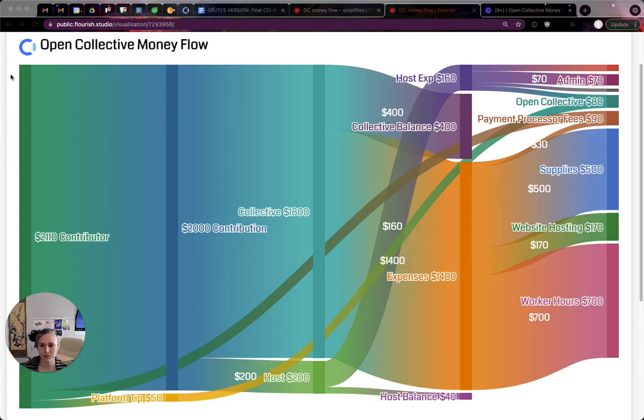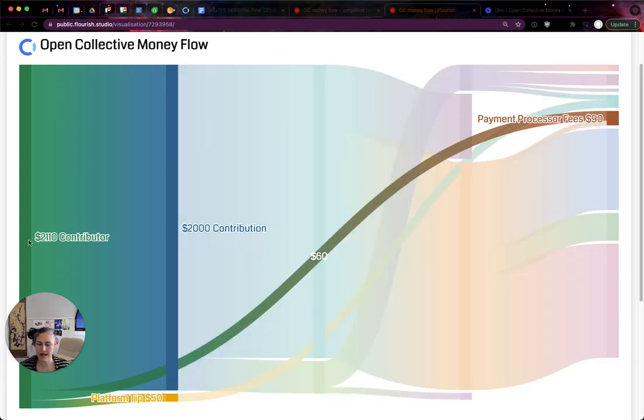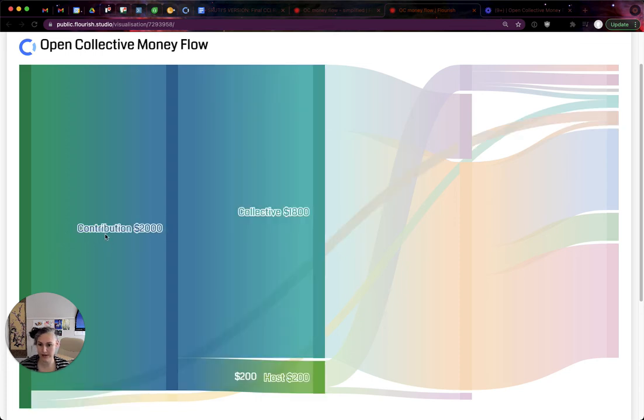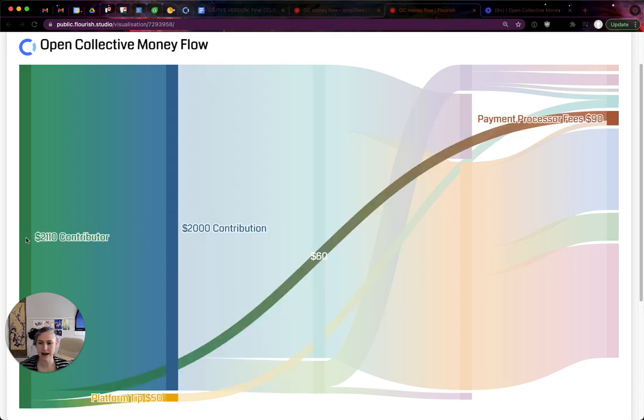And I'll just talk it through. So this beginning is how much a contributor pays. So this is what happens when somebody is contributing money on the platform and they're trying to give money to a collective. And so right here you see the total they pay is $2,110. And that is a bit of a strange number because they're actually trying to give a $2,000 contribution to a collective, but there's some other things that are happening alongside that.